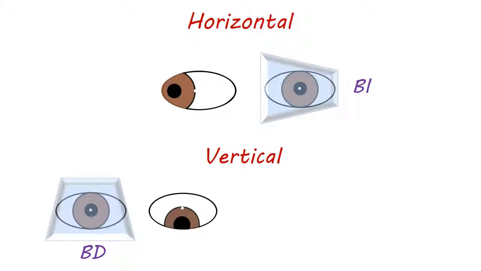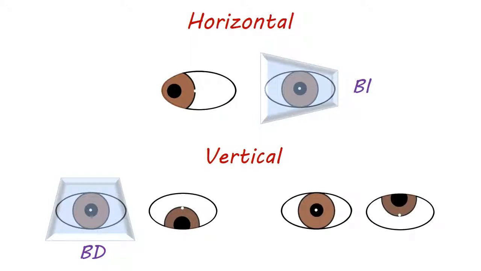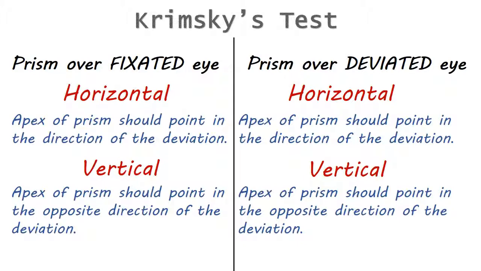And that goes for the vertical deviation. Same thing for a hyperdeviation. If we have a left hypertropia and we're holding the prism over the right eye, we're going to hold it base up.